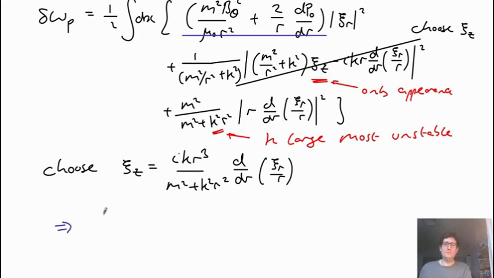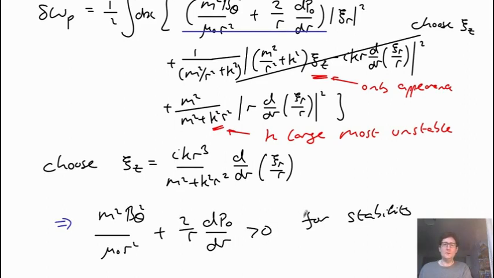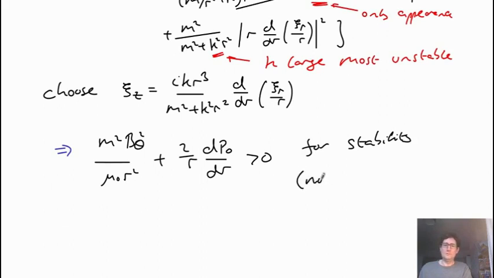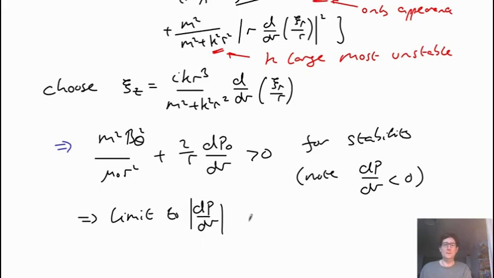And so for stability, we need this term here to be bigger than 0. And of course dp by dr is negative. This gives a limit on the pressure, beyond which, if the pressure gradient is too large, this will be violated and you'll get an instability. And this instability threshold was derived by Kadomtsev. I think it was 1966 in this case.